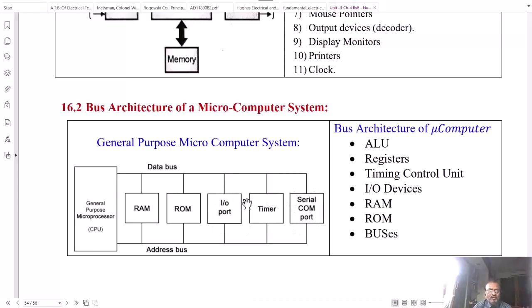Parallel I/O ports need multiple lines. Say, for example, an 8-bit I/O port needs 8 lines to connect the external devices, and therefore hardware will increase. Whereas in serial ports, a single line is used to send the data, and therefore 8 lines are reduced to a single line. But obviously, whenever you have an advantage of serial communication or serial ports, you have a disadvantage also.